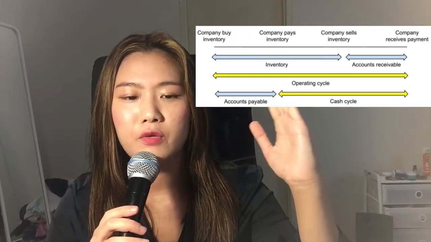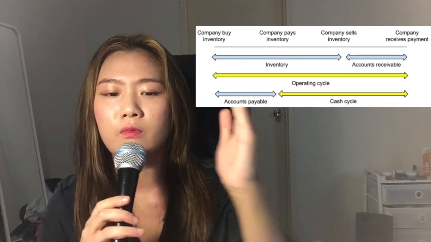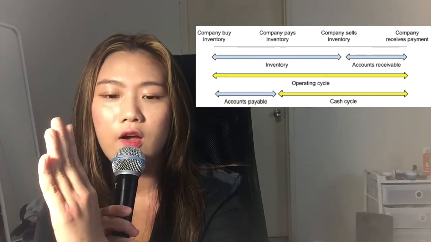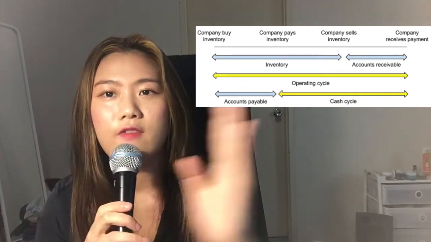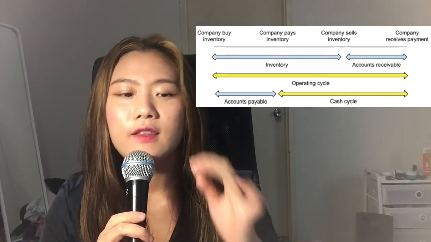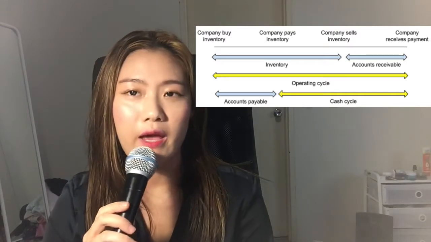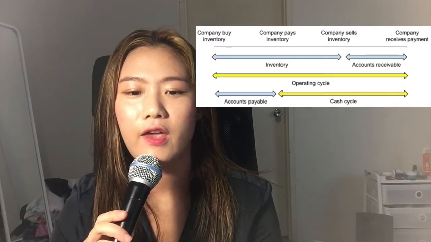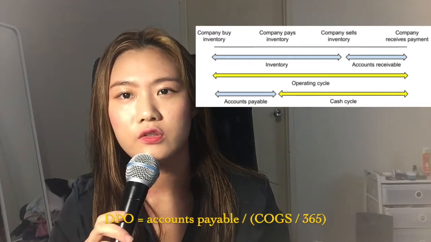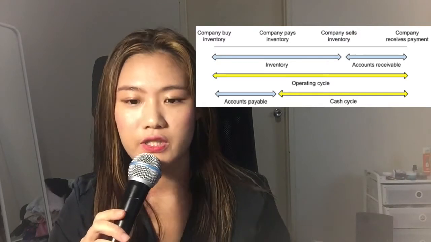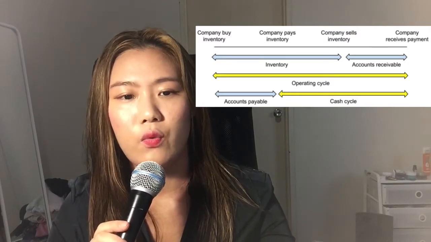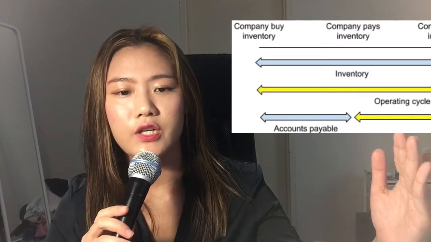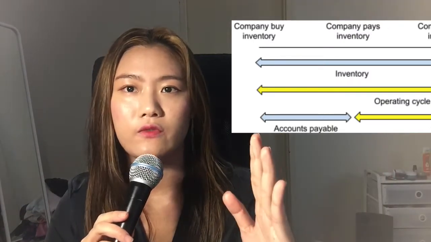From the moment you purchase the inventory to the moment you receive your cash from the sale of this product, that's the operating cycle. And then we're gonna look at the days of payables outstanding. That's accounts payable divided by cost of goods sold, divided by 365 days. So that will be from when the company buys the inventory to when the company pays for the inventory.